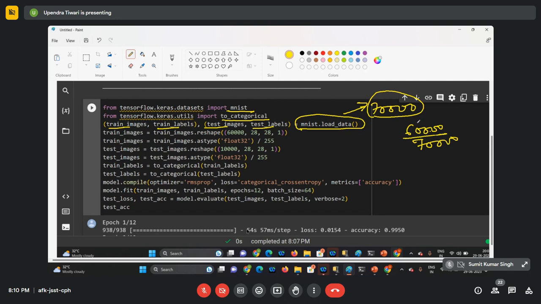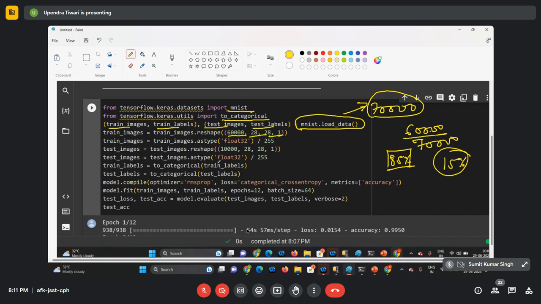6 upon 7, 80.85, around 85%, isn't it? Yeah. So 85% we have used for the train data and 15% we have used for the test data. Okay. And this train data will be used in the shape of 60,000 by 28 by 28 by 1.